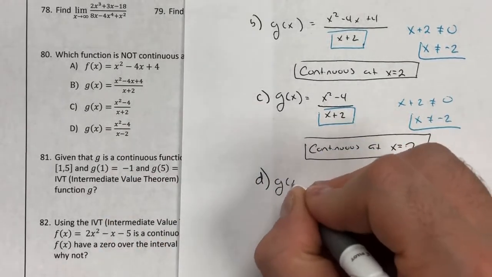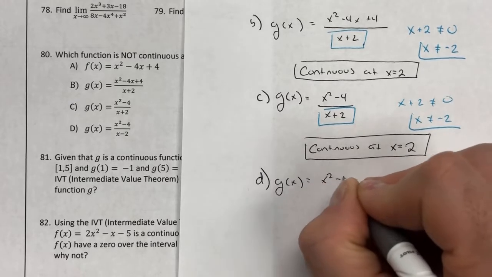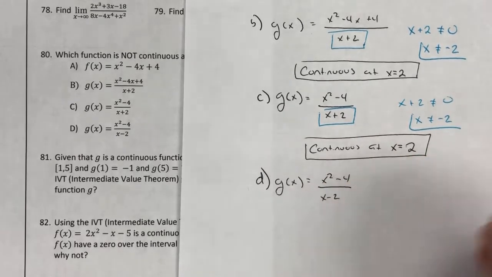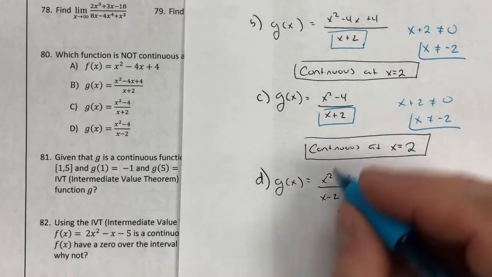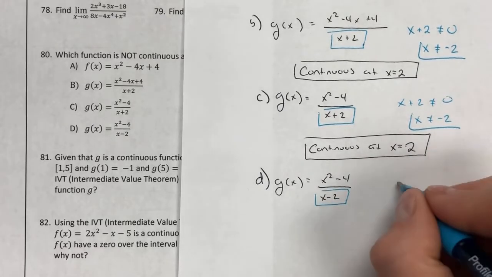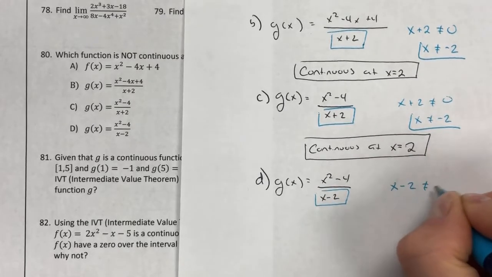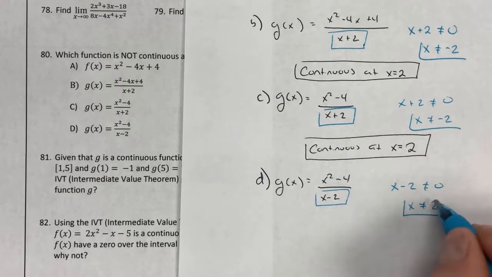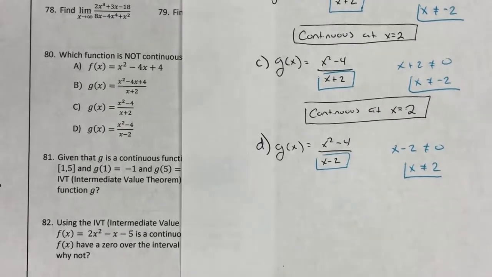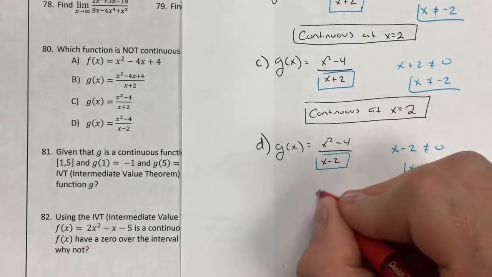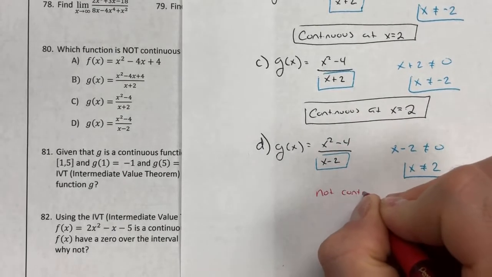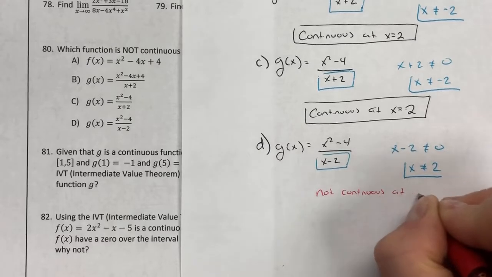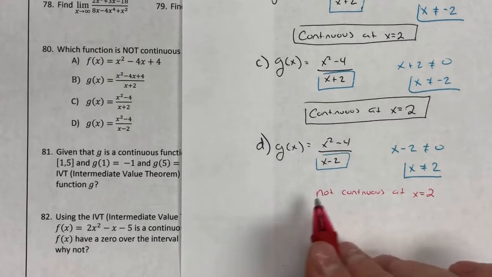Option D, we have g of x is equal to x squared minus 4 all over x minus 2. We have a denominator that we have to check. Does x minus 2 cannot be 0? x cannot be 2, which means that this is discontinuous. So, not continuous at x equals 2.